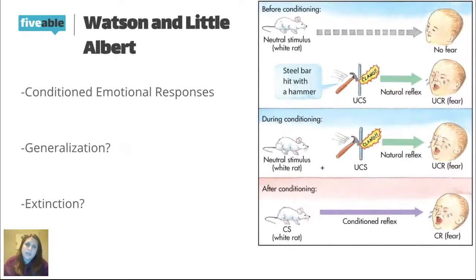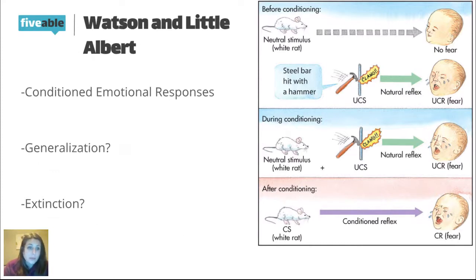And specifically, I think the little Albert experiment gives us a good look at particularly classical conditioning. It's got all of the phases. So we start with something called a neutral stimulus, which is a white rat.